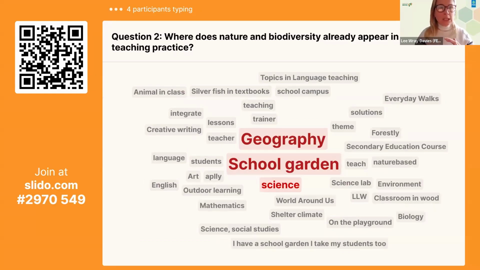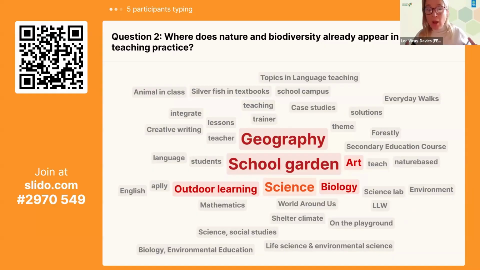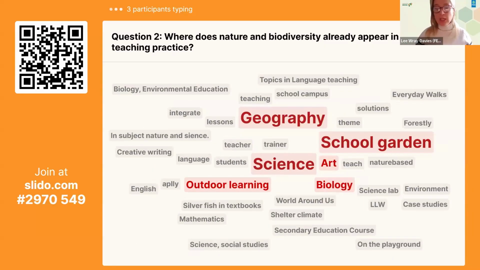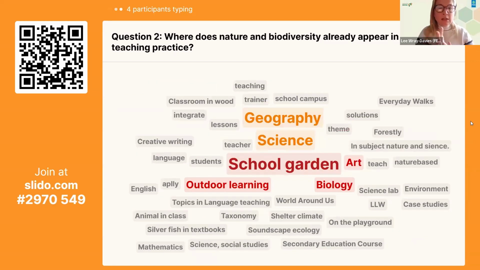How many people have been inspired by nature? I think we should definitely use creative writing, creative arts, music. Everyday walking, yeah, just walking to and from school, art, biology, brilliant. Shelter from the climate, maths. I think maths is massively overlooked. There are so many things that you can study.